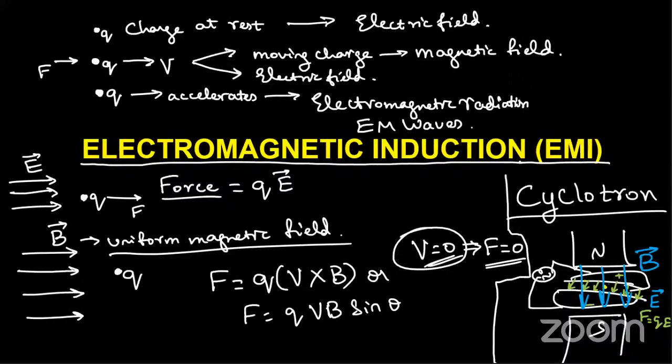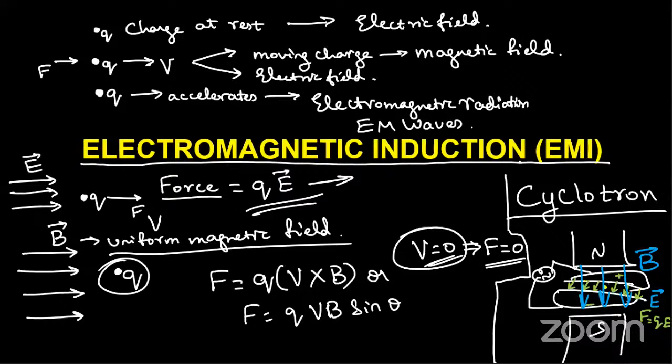So what's happening? We learned that a stationary charge won't be affected by the magnetic field. But when it's in the presence of an electric field, it tries to move with some velocity v. When it's moving, that moving charge will experience a force F equal to Q v cross B, or F equal to Q v B sin theta. So yeah, this we learned.